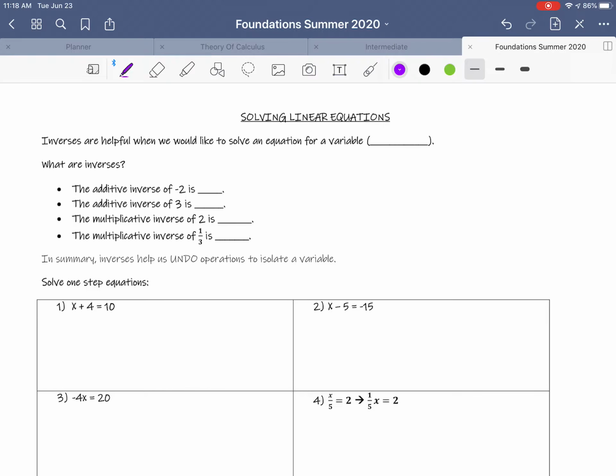Hey y'all, this is a lesson on solving linear equations. I have several different types of linear equations in here. One step, multiple step, variables on both sides. So lots of stuff is going to be covered in this lesson.